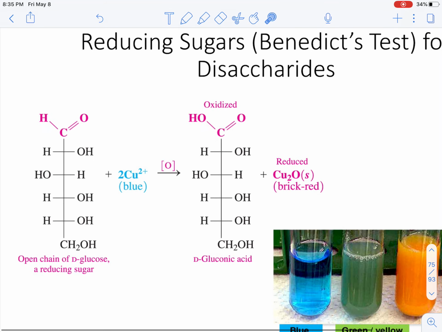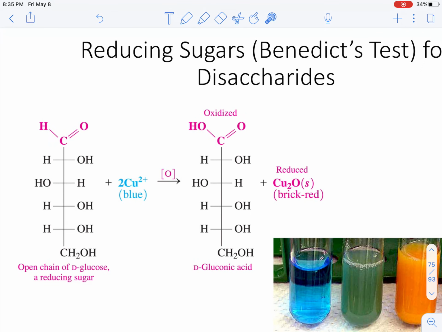And so we can go ahead and use the Benedict's test to actually identify if we have a carbohydrate with a free anomeric carbon on its tail end, or we might have a carbohydrate that is non-reducing, meaning both of the anomeric carbons have somehow been used to form that glycosidic bond so that no other reactions can occur.